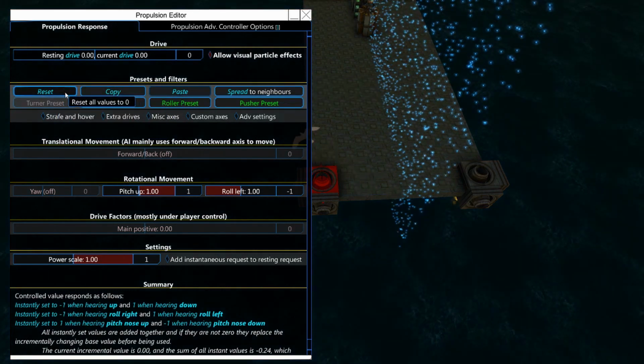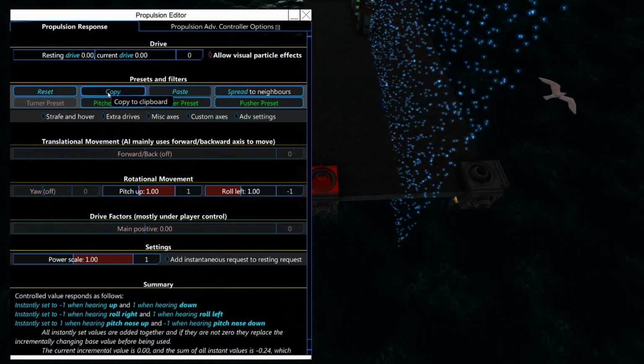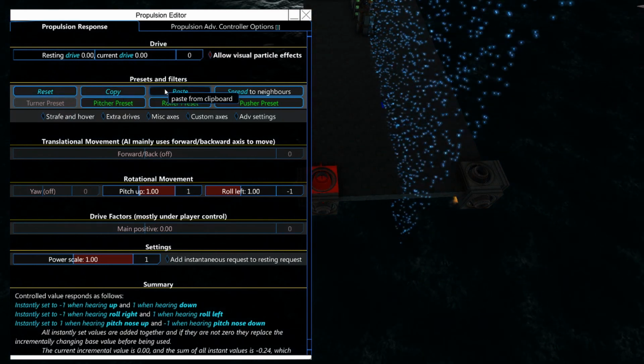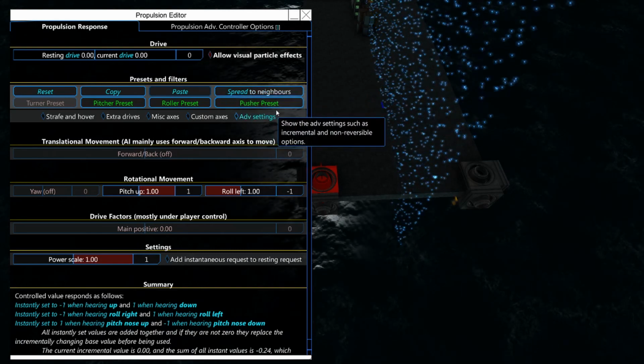I can reset what this thruster is doing. That's going to wipe out all of its settings. I can copy its settings. I can paste its settings from a clipboard. I can spread its settings to all touching thrusters. And this can get you in trouble here.